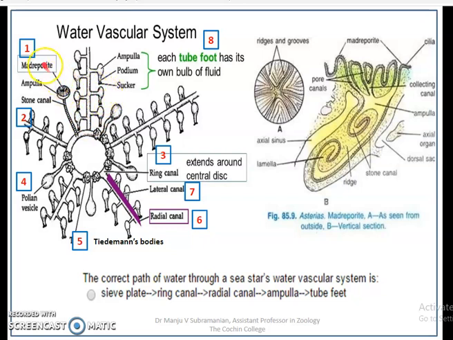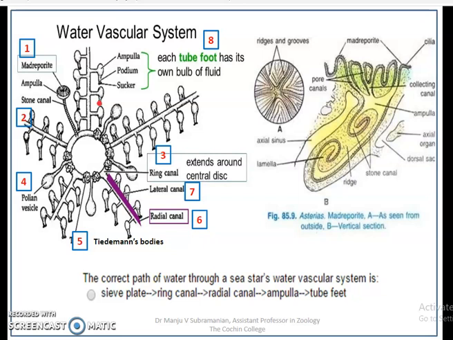The water which enters through the madreporite passes through the stone canal. Then it reaches the ring canal. From the ring canal, it reaches the radial canal. From the radial canal, it reaches the podial canal or the lateral canal, and finally the ampullae of the podia. As the ampulla contracts, the water is forced into the tube feet, and the tube feet get elongated. So it gets a suctional force.